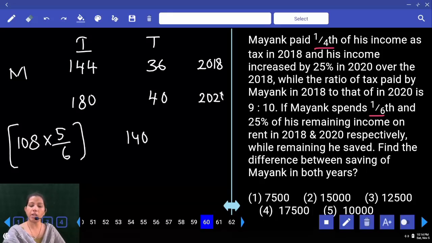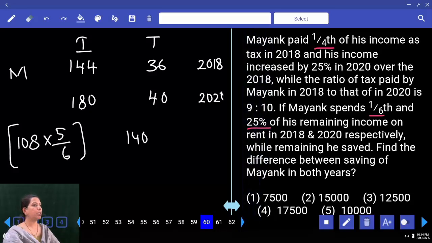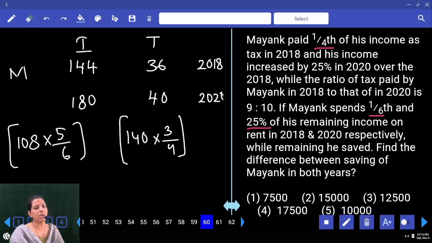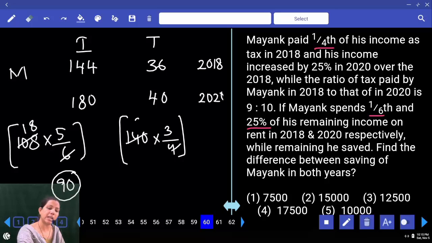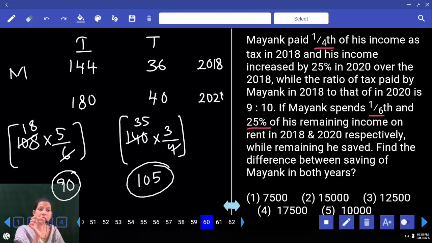Out of that 140, how much percentage was rent? 25%, in fraction form 1/4. If 1/4 is rent, how much remains? 3/4. So it is into 3/4. The difference between these two values is your answer directly. 6 table cancellation, 6 1s, 6 8s. 18 5s are 90. Next, 4 table cancellation, 35. 35 into 3, 105. What is the difference between 105 and 90? 15,000. Second option is the answer.